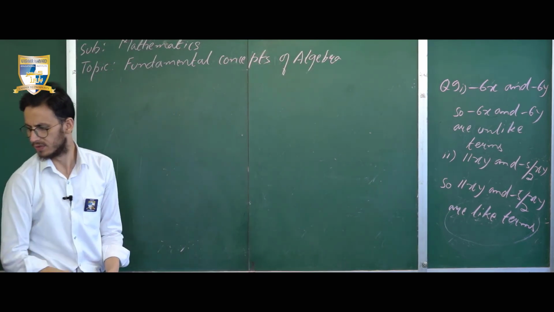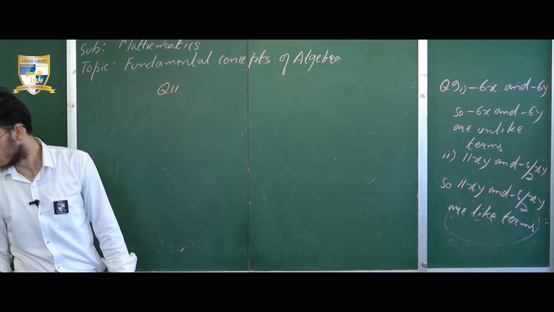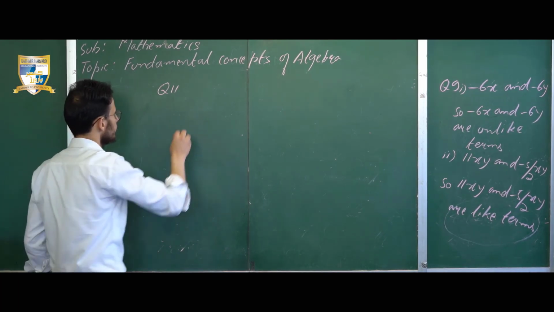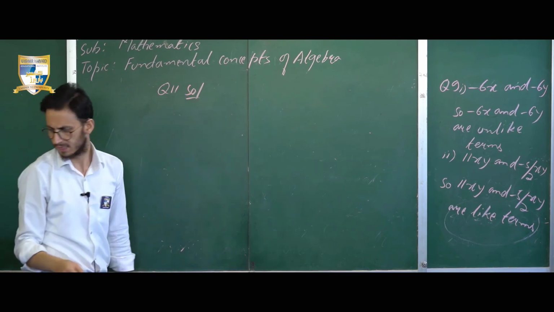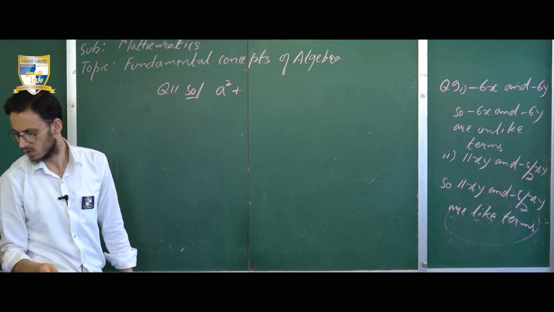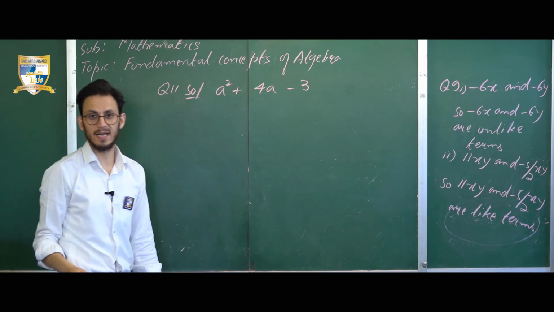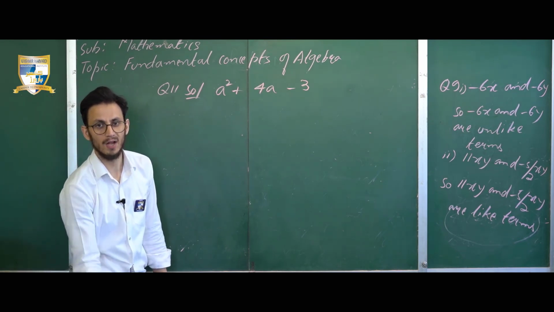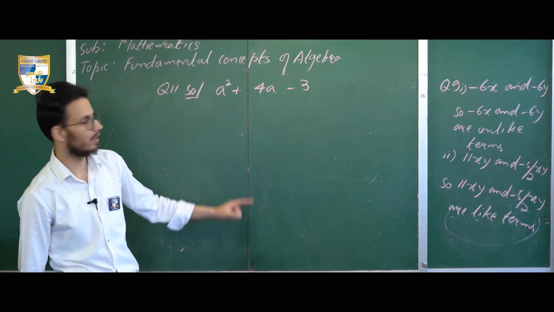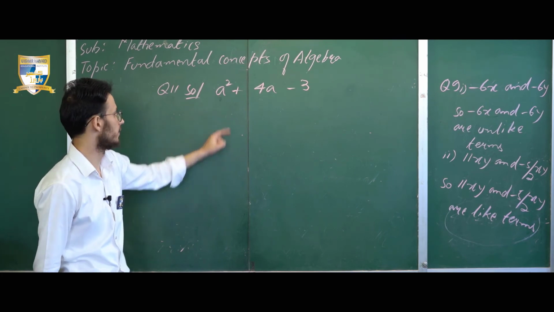In the last question, question number 11, we have to find out the value of the algebraic expression. Here the expression is a square plus 4a minus 3. Now this is an expression, and in this expression we have to find out the value, and for the value we have to substitute as per the question. A is taken as 4. So we have to substitute the value of a, which is equivalent to 4.